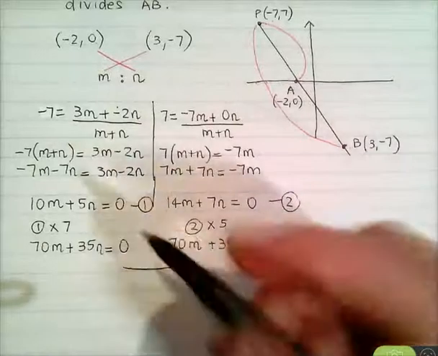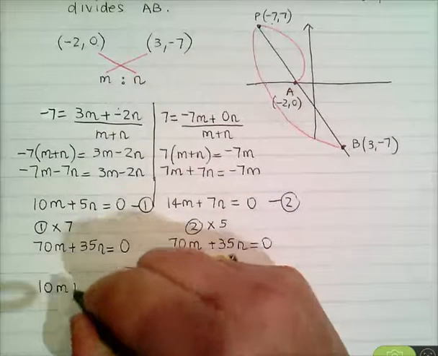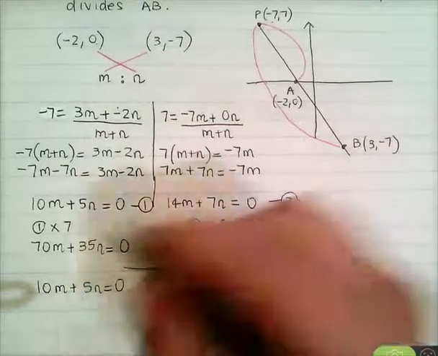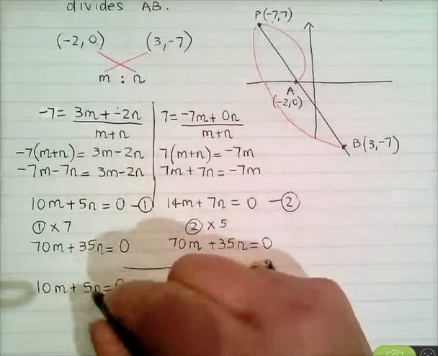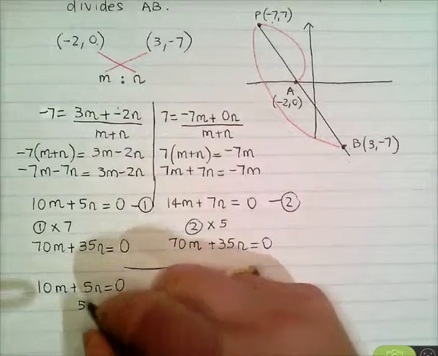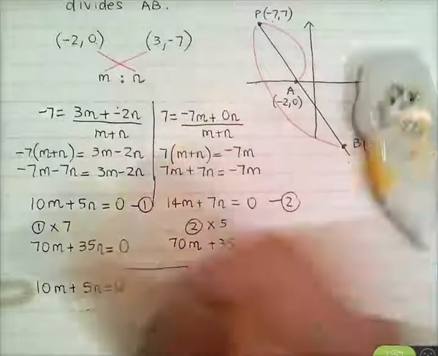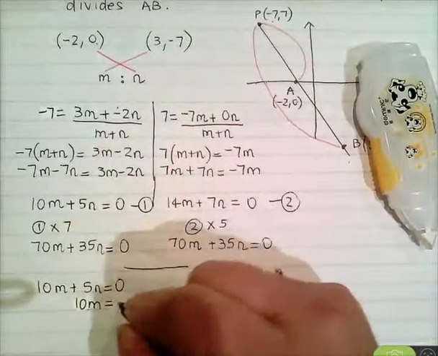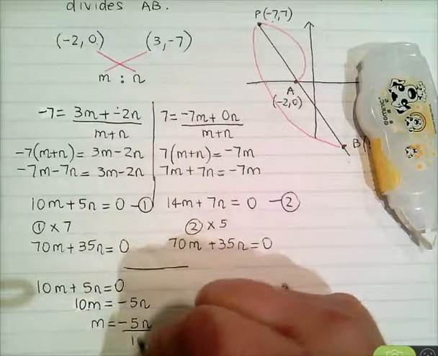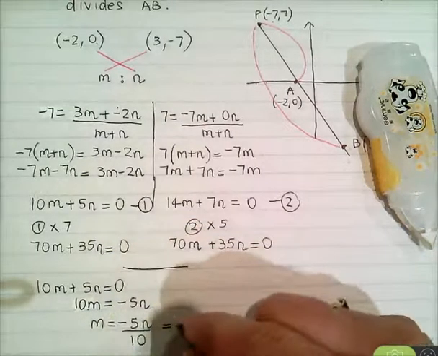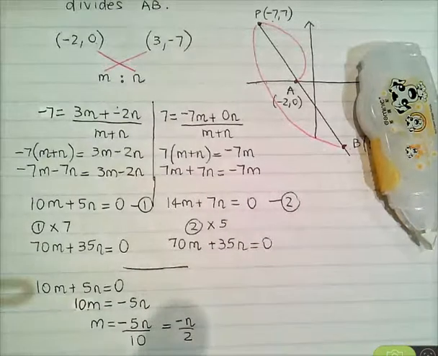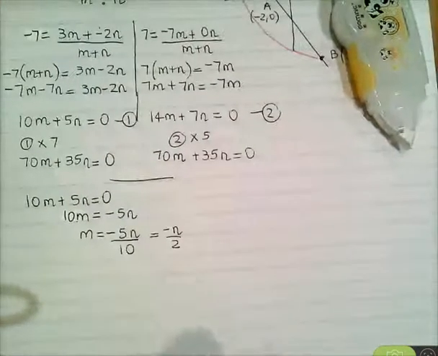And I'm just going to start again with that first one, 10m plus 5n equals 0. I think I'll make m the subject. So I've got that 10m equals negative 5n, so m equals negative 5n over 10, or m equals negative n on 2, okay? So what I'm going to do with that is substitute that into my other equation.